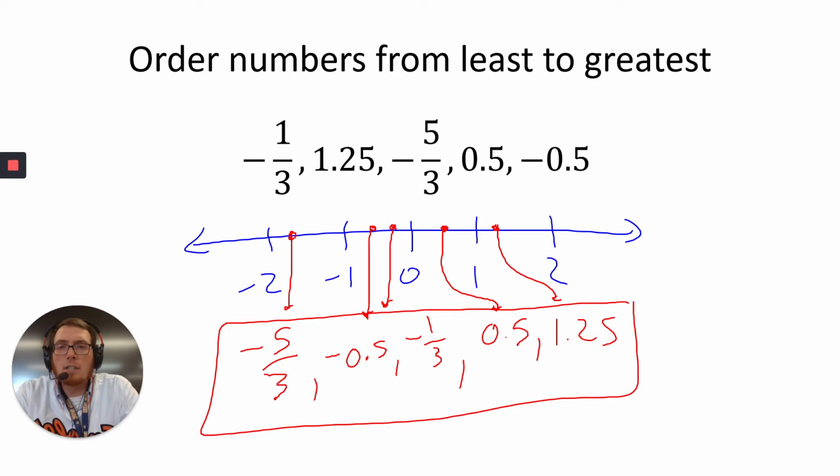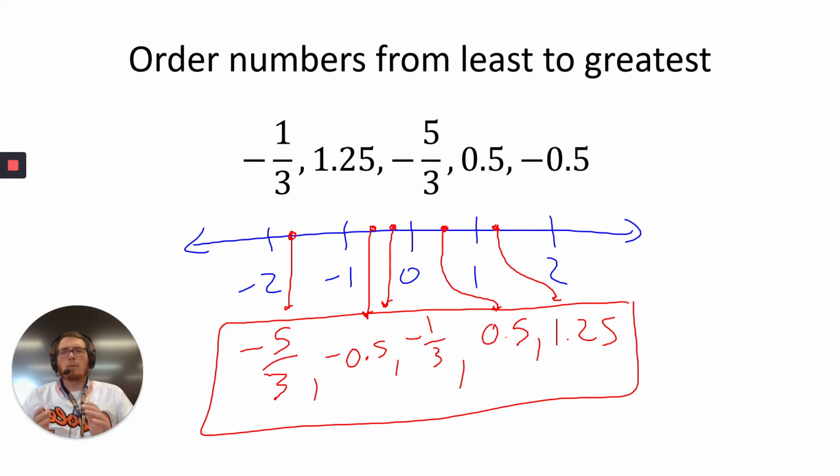The next thing that you need to be able to do is to order numbers from least to greatest. A lot of the questions you're going to be looking at today will be fairly obvious which one is smallest or largest. For example, 1.25 is the highest positive compared to 0.5. That's fairly obvious. So we're kind of using the integers.